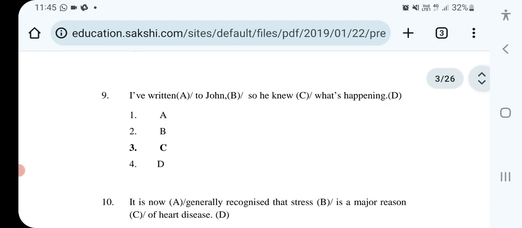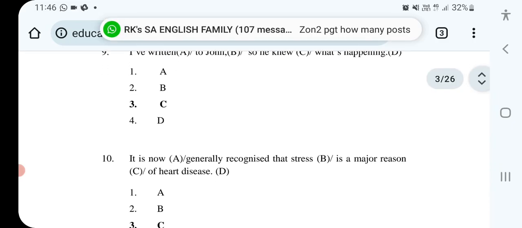I have written to John, so he knew what's happening. I have written to John so that he knows, maybe. So part C is the error, and option 3 is the right answer.